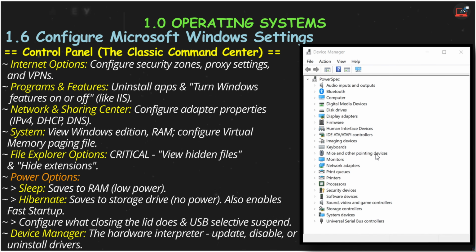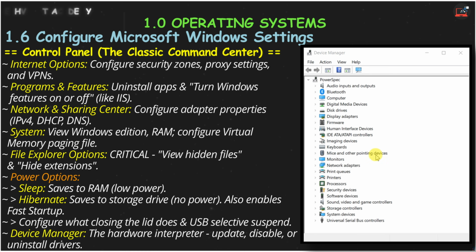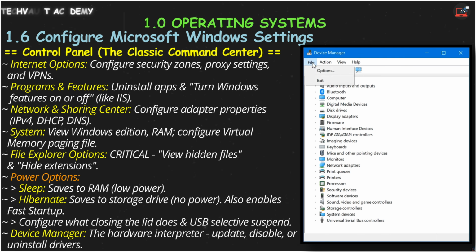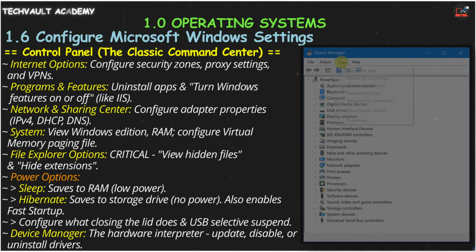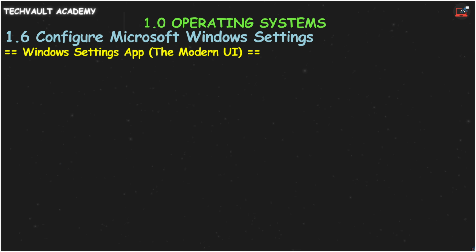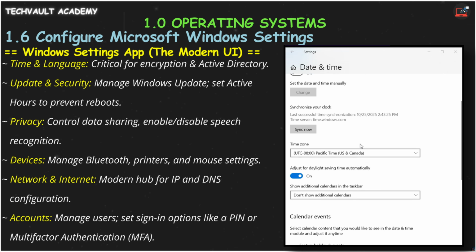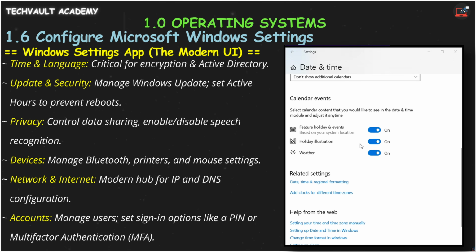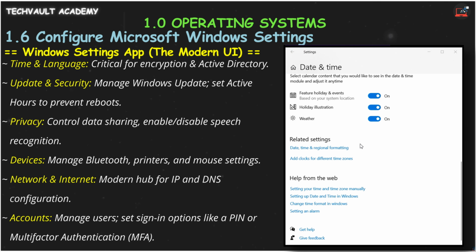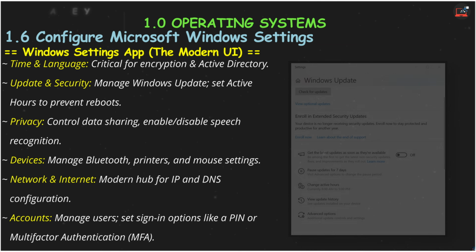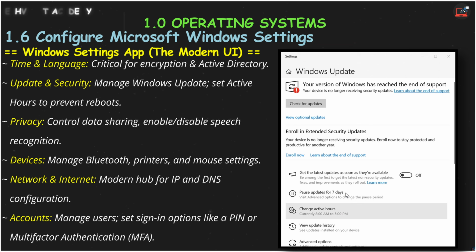It lists all device drivers, and it's where you go to update, disable, or uninstall a driver to troubleshoot hardware problems. Now for the modern Windows Settings app. Time and language is critical in a corporate environment, as correct system time is required for encryption and Active Directory to work. Update and security is where you manage Windows Update.